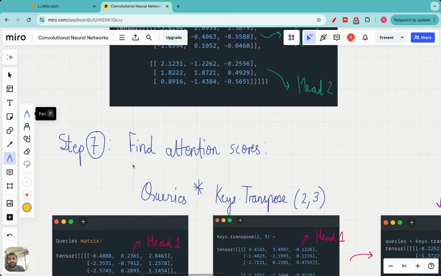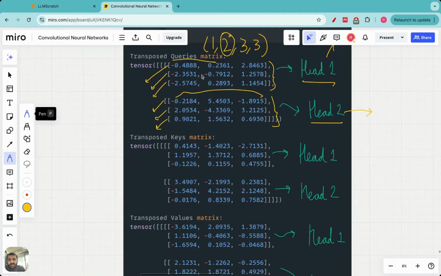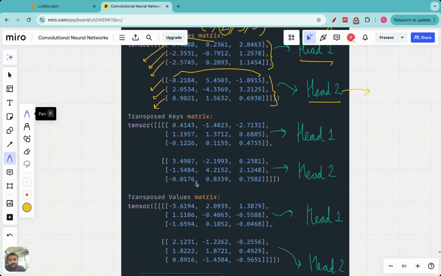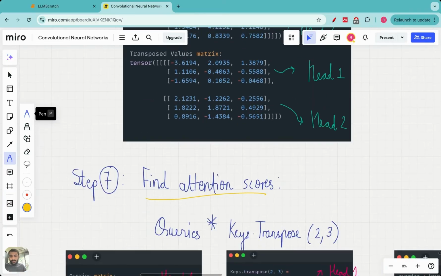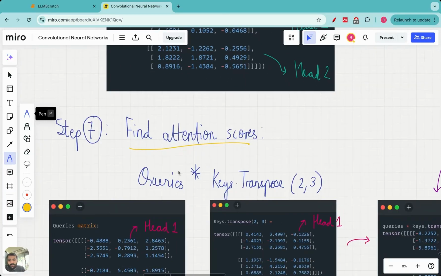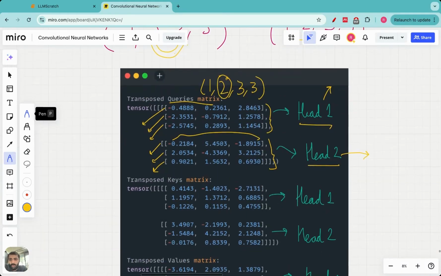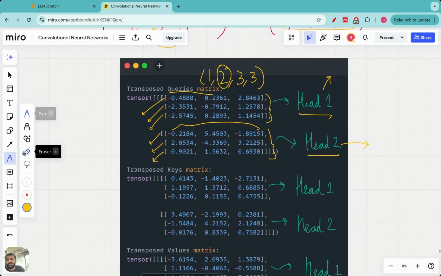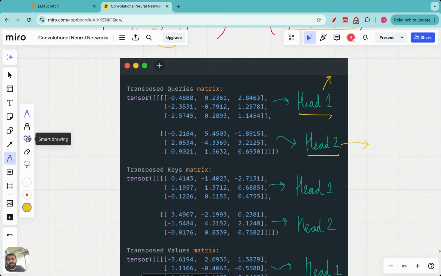The next step is to find the attention scores. So remember, now we have the queries matrix, we have the keys matrix, and we have the values matrix in exactly the shape which we want. So now we can go ahead and multiply the queries and the keys transpose to get the attention score. So let me show you how this is done. First, let me rub all of this. Okay, so now I have rubbed all of this.